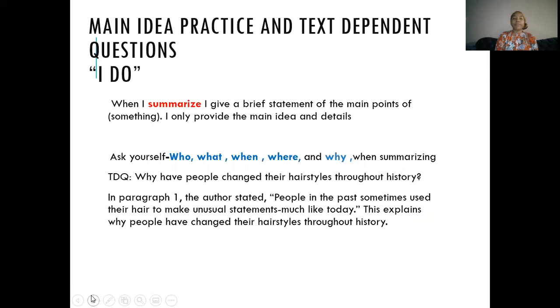Let's practice together. Watch me. When I summarize, I give a brief statement of main points of something. I only provide the main idea and details. Ask yourself who, what, when, where, why when summarizing. Here's a text dependent question. Why have people changed their hairstyles throughout history? In paragraph 1, the author stated, people in the past sometimes used their hair to make unusual statements, much like today. Remember, that was our main idea. This explains why people have changed their hairstyles throughout history: to make unusual statements.